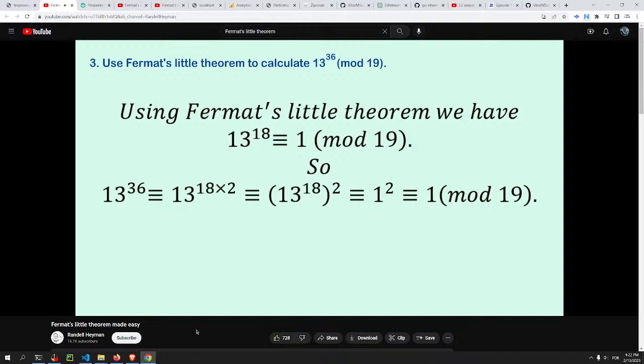So we can do it this way. 13 to the 36 is congruent to 13 to the... what's 36? It's 18 times 2. And now we can use the normal exponent rule. That's congruent to 13 to the 18 all squared. And we know that 13 to the 18 is 1 by Fermat's little theorem. So we've got 1 squared, which is equivalent to 1. That's that one. And what if we got this slightly different?